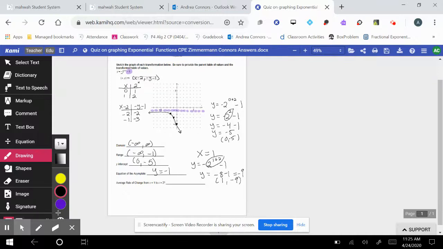I'm going to do the same thing for 2. So y equals negative 2 to the 2 plus 2 minus 1. This, again, becomes 16. So it's negative 16 minus 1, which is negative 17. And then you just find the slope. So negative 17 minus negative 9 all over 2 minus 1. This becomes a positive. Negative 17 plus 9 is negative 8 all over 1. So your average rate of change is just negative 8 here.